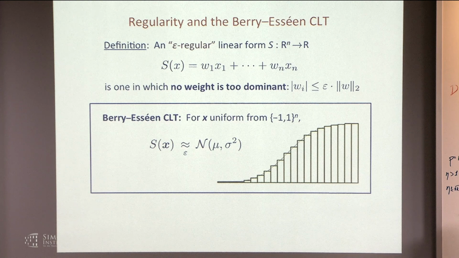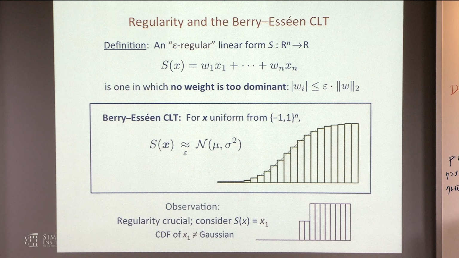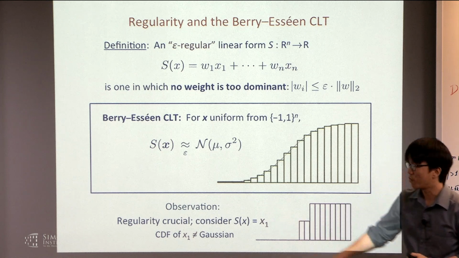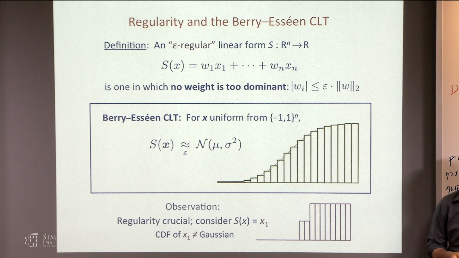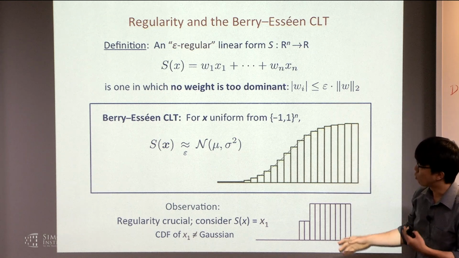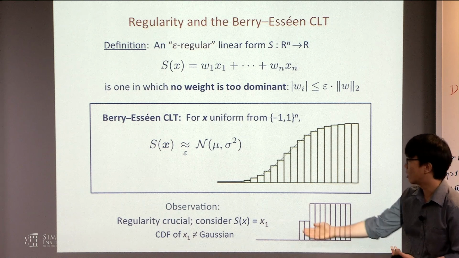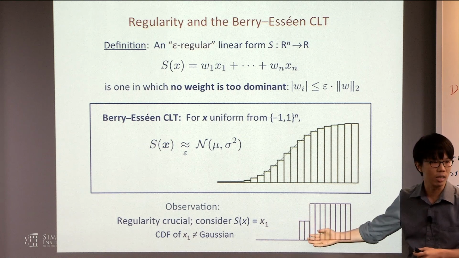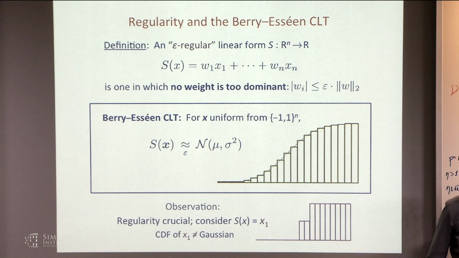Let me just make one obvious but crucial remark, which is that this notion of regularity is crucial for us. It's a very simple and somewhat silly example, but consider S of x equals x1. This is a very non-regular linear form. It's sort of the opposite of a majority. Here w1 is 1, epsilon is 1, so it's the worst in terms of regularity. And indeed, the CDF of a bit looks nothing like a Gaussian. You need things to be spread out for the central limit theorem to kick in. And we'll revisit this observation in our work. But now assume we're dealing with regular linear forms.